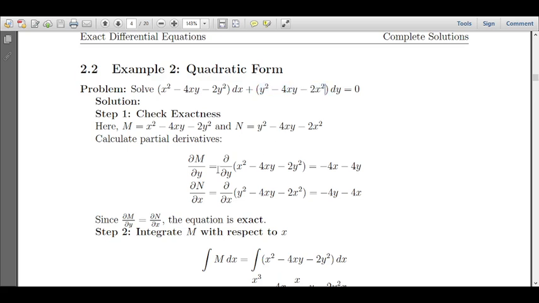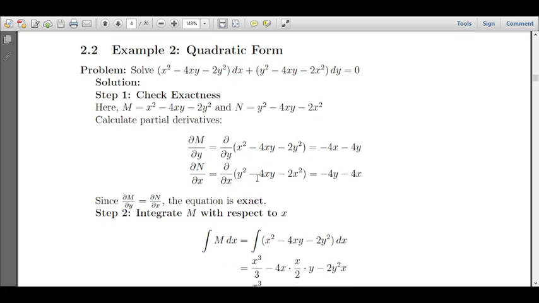First we check the condition for exactness, dou M by dou y, and this equals, with respect to y, x square term is constant, so this is 0, and with respect to y, minus 4x is constant here, the second term, differentiation of y is 1, minus differentiation of y square is 2y, so this is minus 4x minus 4y.